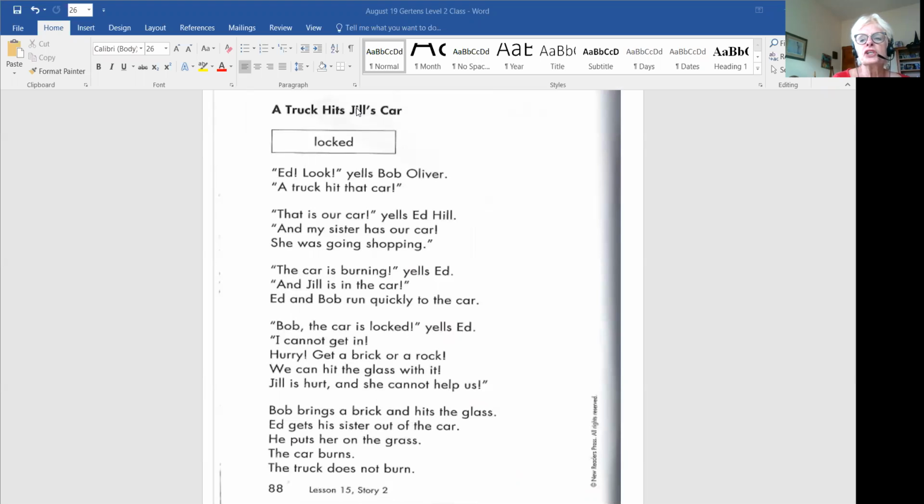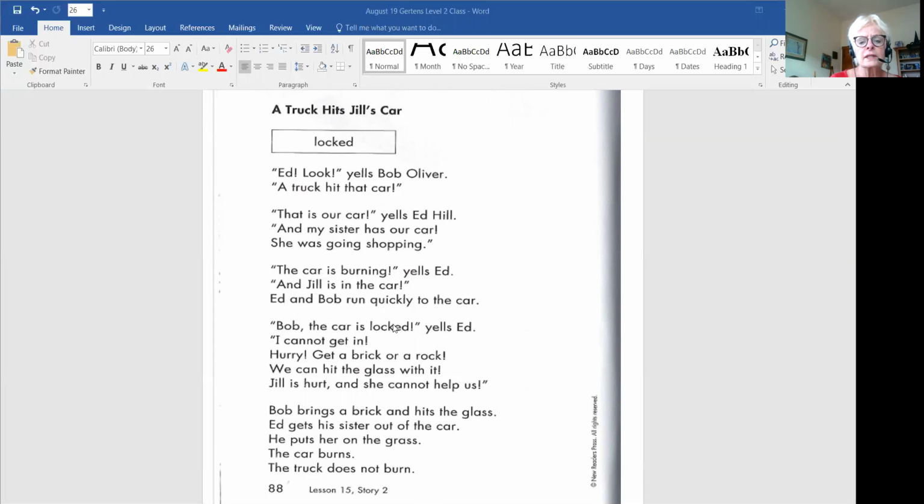A truck hits Jill's car, and this word is locked. We read the story, and then we looked for evidence for our answers. "Ed, look," yells Bob Oliver. "A truck hit that car." "That is our car," yells Ed Hill. "And my sister has our car. She was going shopping. The car is burning," yells Ed, "and Jill is in the car." Ed and Bob run quickly to the car.